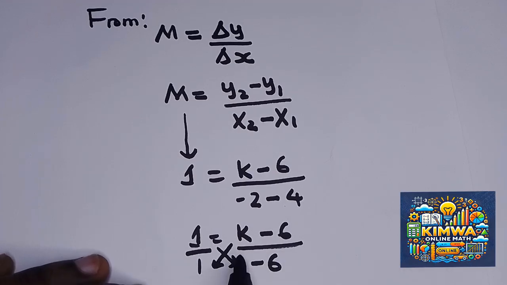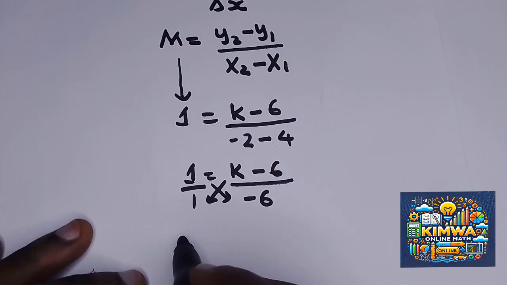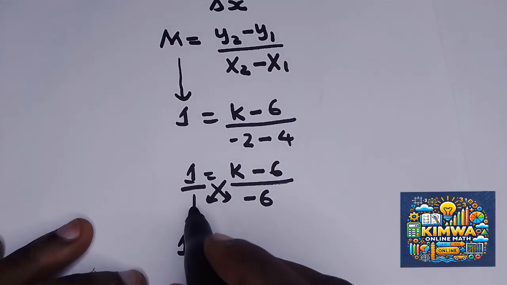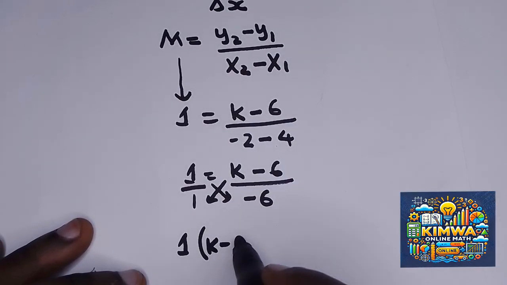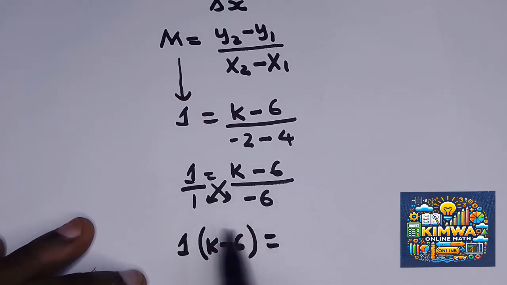So you are going to start at this position. 1 will be multiplied by k minus 6. So you are going to write as follows. Utaandika 1. This one will be multiplied by k minus 6. This is equal to, this process is called crossing by multiplication.